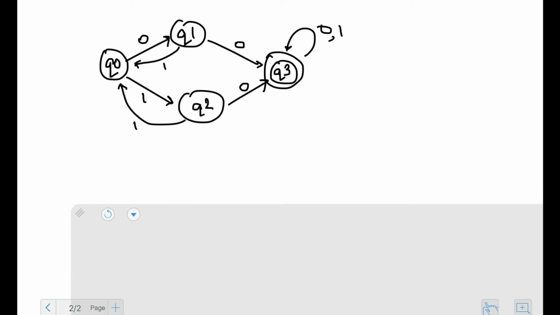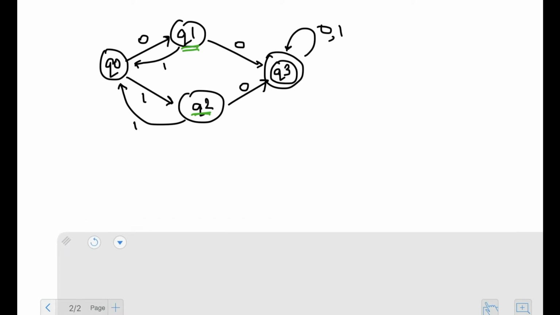Now what we can see here is Q1 right here and Q2 right here are both states from where we reach the final state on a 0 and we go back to Q0 on a 1. So we can say in a way that Q1 and Q2 are equivalent states. So we can get rid of these states.